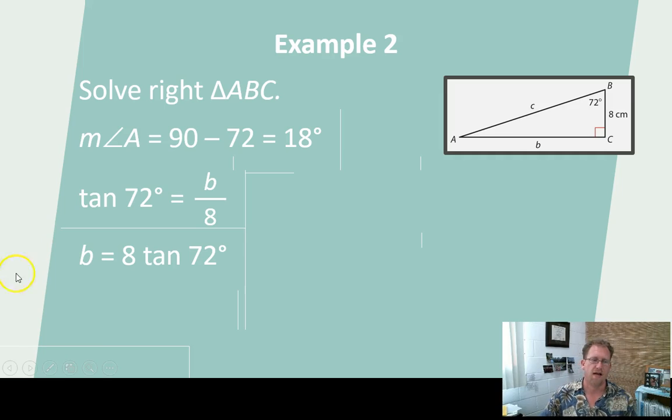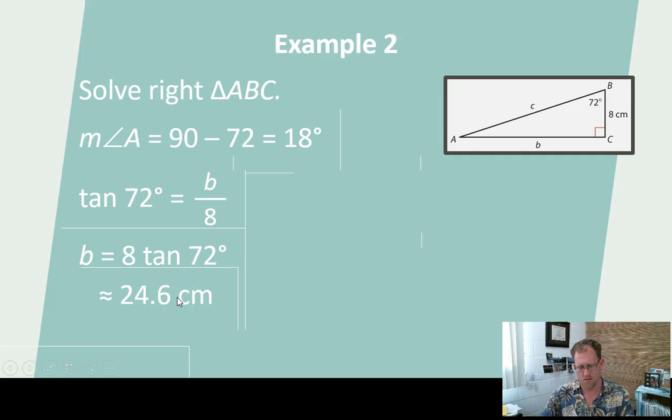Okay, now let's just do the math here for you. b equals 8 times the tangent of 72. Why? Well, because this is a division, so we're multiplying by the denominator to get it over here, right? So multiply both sides by 8, and I have b by itself. 8 times the tangent of 72, and that is b. Now, what is b? b is 24.6 centimeters.